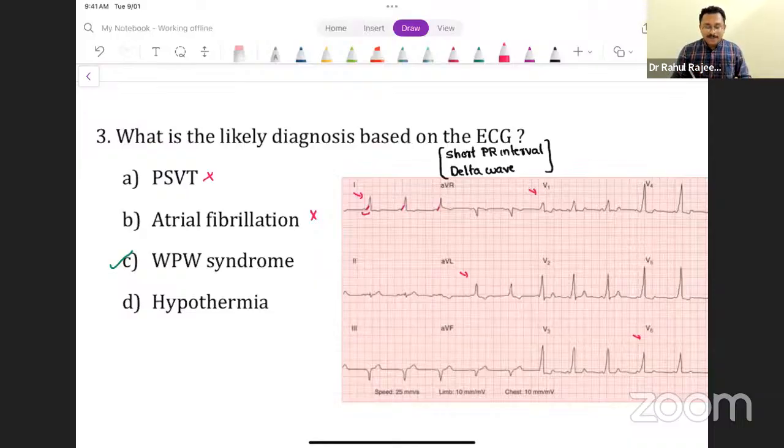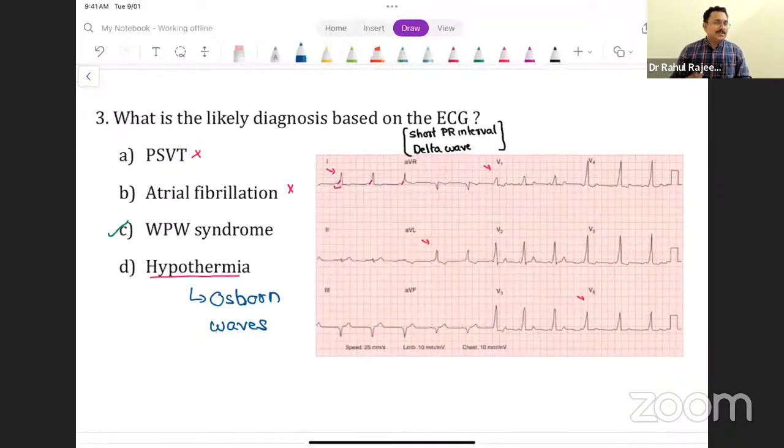And can somebody tell me what is the characteristic ECG finding of hypothermia? You get something known as Osborn waves. Osborn waves of hypothermia. So that is question 3, option C.